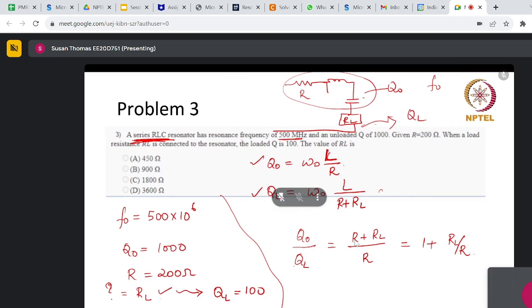Option C. Yes, right. So 1000 to 100, 1 plus RL by 200. So RL turns out to be 1800 ohms.